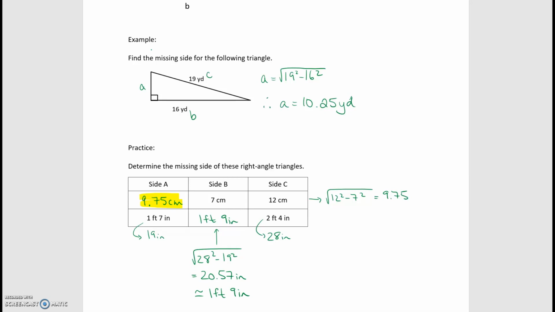Remember, it was the square root of 12 squared minus 7 squared. For the next question, I had changed everything to inches to make it easier for the operation. So I did my square root of 28 squared minus 19 squared. It gave me an answer of 20.57 and many other decimals in inches. I approximated that to 1 foot and 9 inches for my final answer.